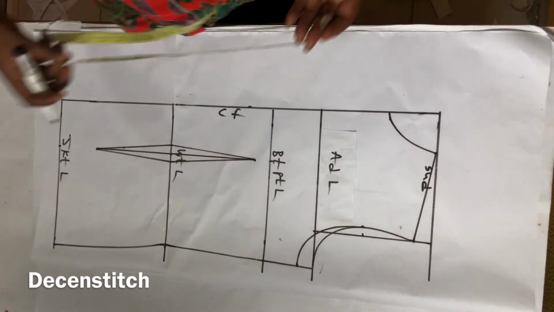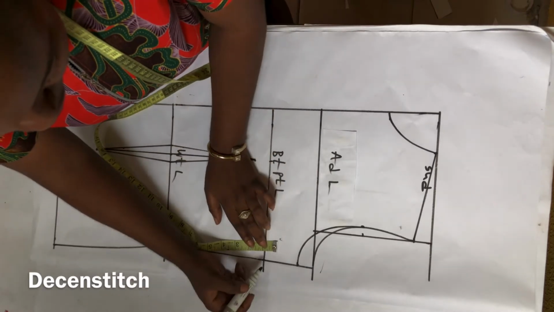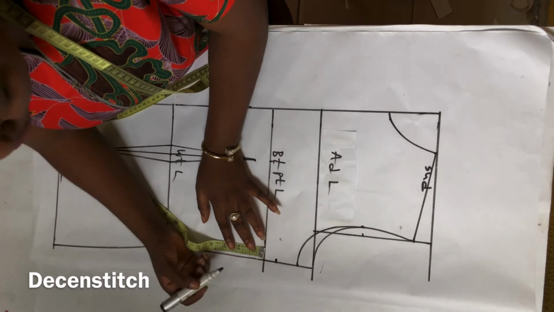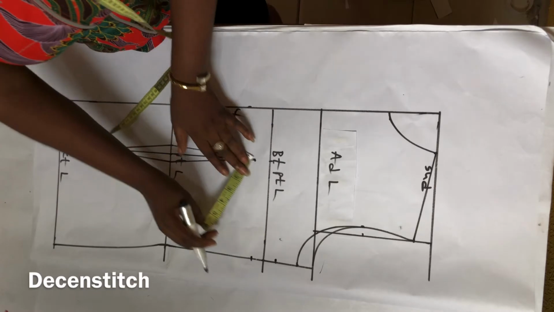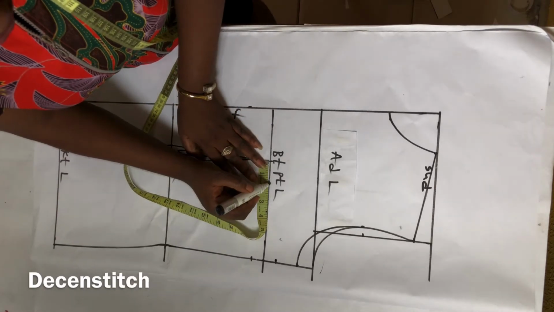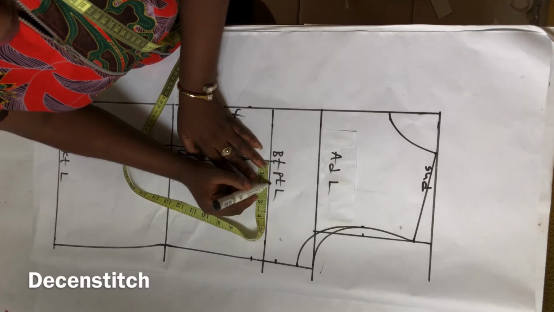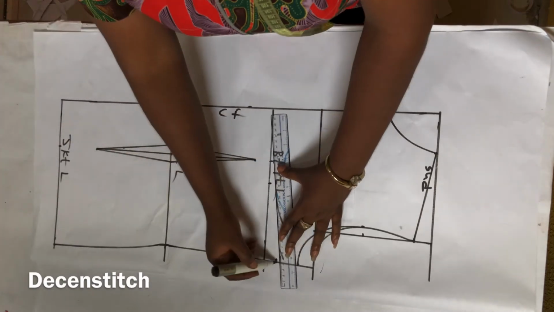Now I'm going to draw my side darts. I'll be using 1.5. I'll divide it into 2. I'll place 0.5 on this side and 0.75 on this other side. The side dart starts 1.5 inches before my bust point or apex. I'll mark 1.5 inches and draw my darts.